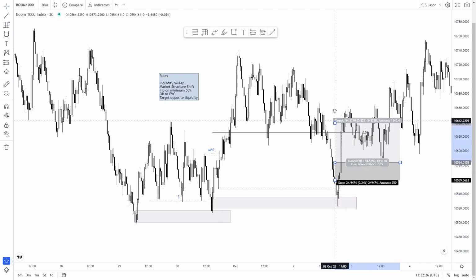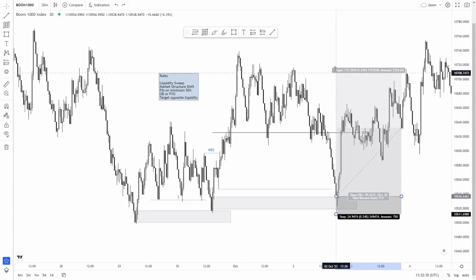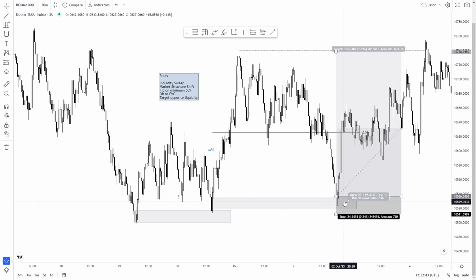And where do I target? I target the next level of liquidity. And as you can see, enter the trade, really small stop loss, 8 risk to reward trade, and beautiful trade. TP hit. Alright, let's look at another example.